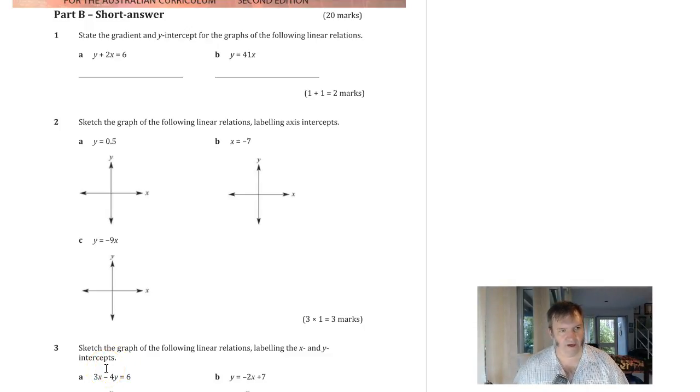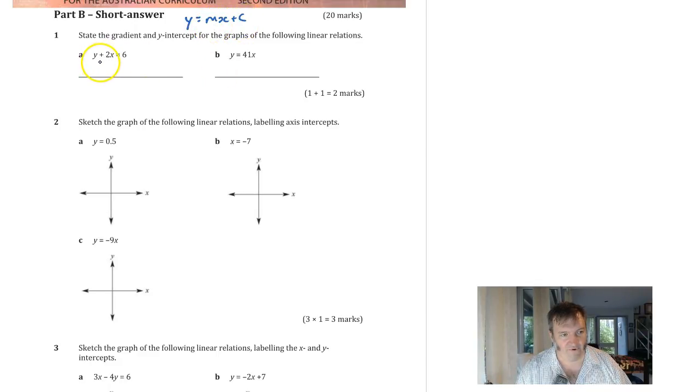Right, here we go with part B of the chapter test 4C. Find the gradient and y-intercept of the graphs with the following relationship. So the gradient-intercept form means we want to get it in the form y equals mx plus c, where m is the gradient and c is the y-intercept.